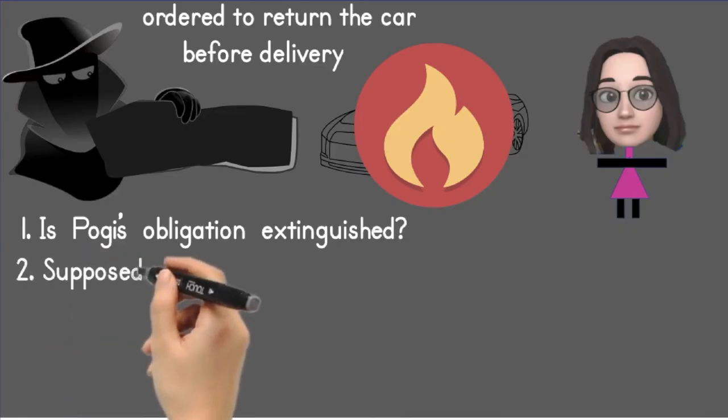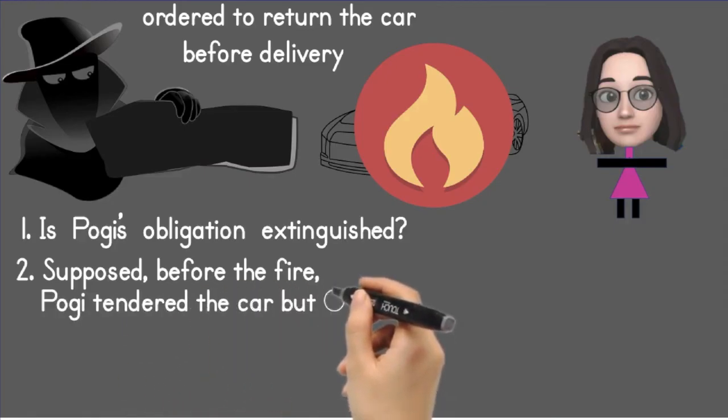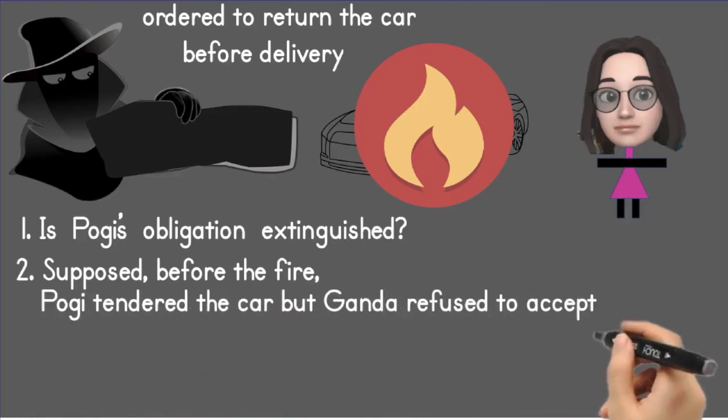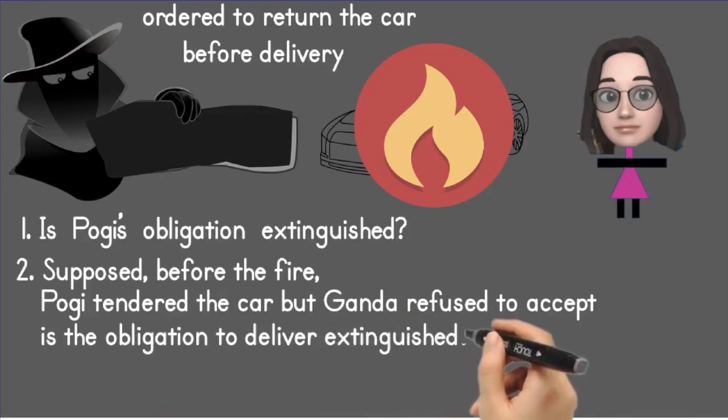Now, suppose, on the date of delivery, bago pa man nasunog, si Pogi has already tendered the car to Ganda, but Ganda refused to accept without just cause. So, subsequently, nasunog na nga ang sasakyan. Is the obligation to deliver extinguished? So, dito, hindi na kasi si Ganda is in mora accipiende. Okay? Ito yung exception to the rule na sinasabi kanina na pag si creditor is in default.